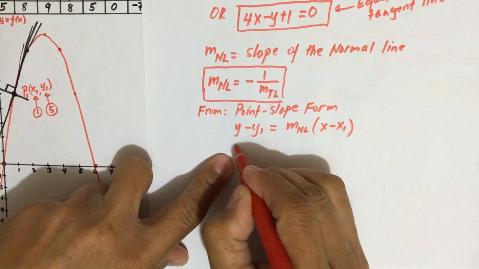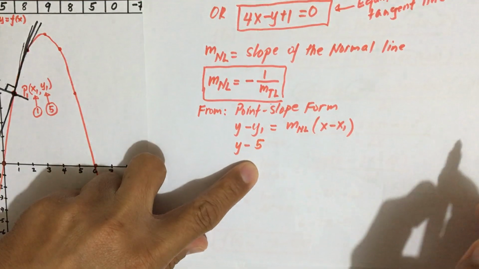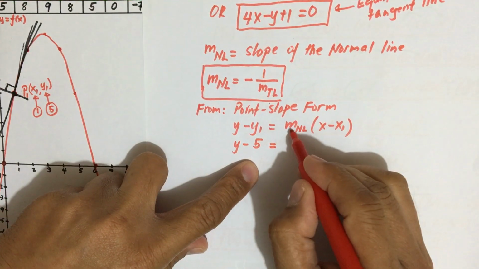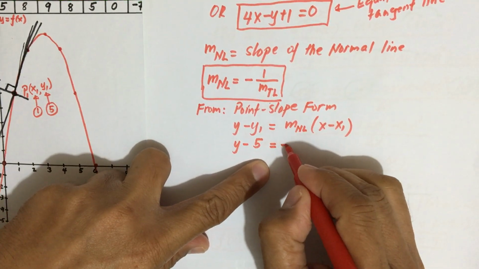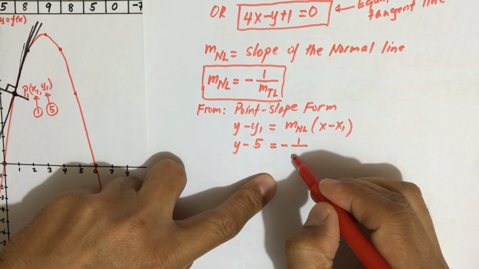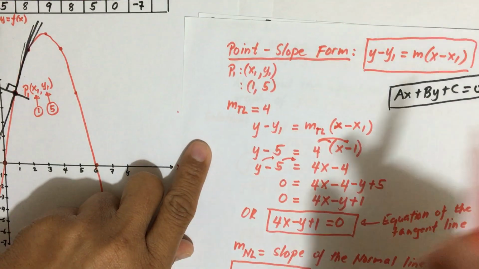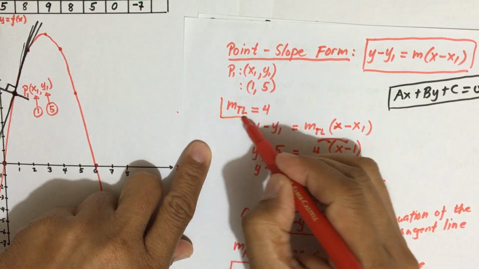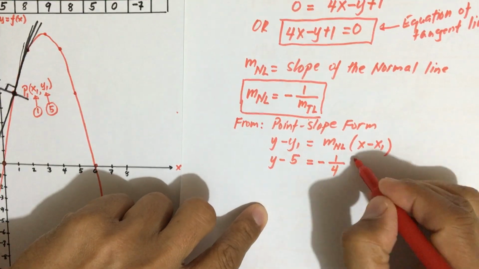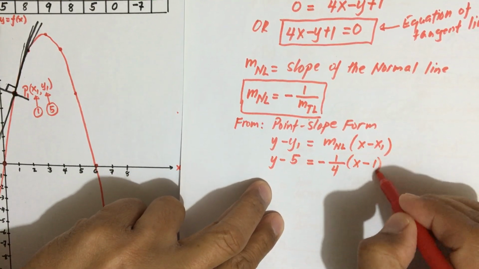So substituting, our y1 is equal to 5, same as the y1 that we used in our tangent line. So the slope of the normal line is the negative reciprocal of the slope of the tangent line. What is the slope of the tangent line? The slope of the tangent line is 4. So MTL here is 4, the slope of the tangent line. So the negative reciprocal of that is negative 1/4. Okay? So times x minus our x1, which is 1.